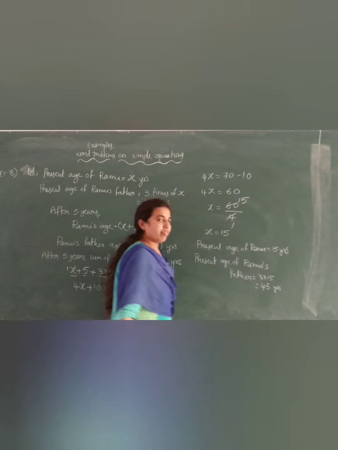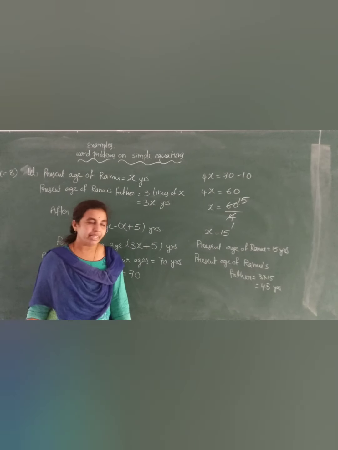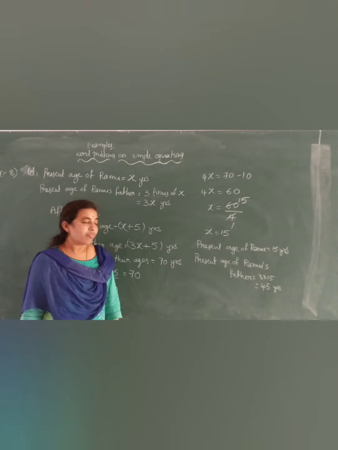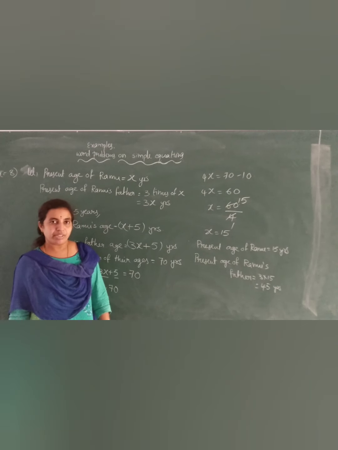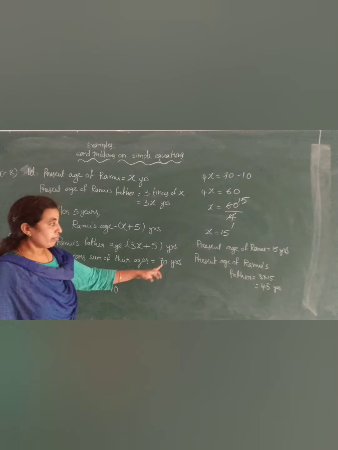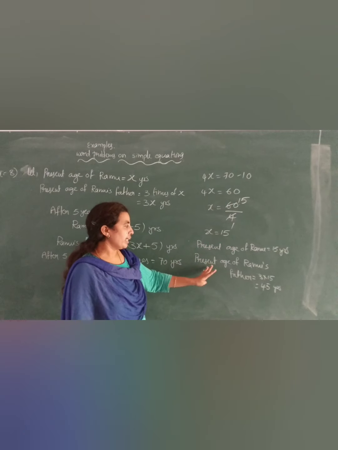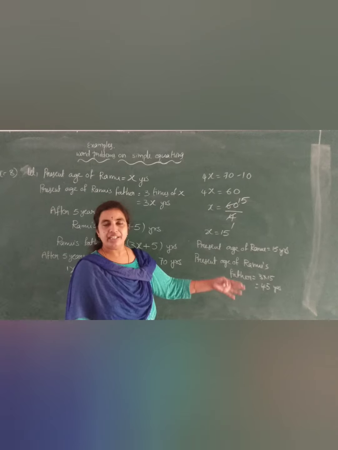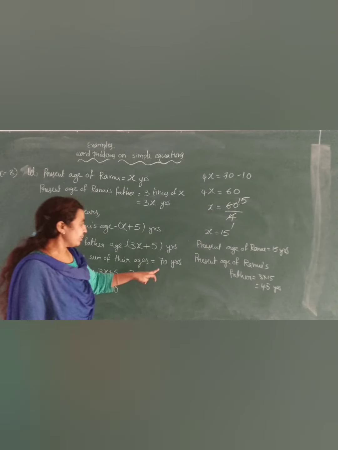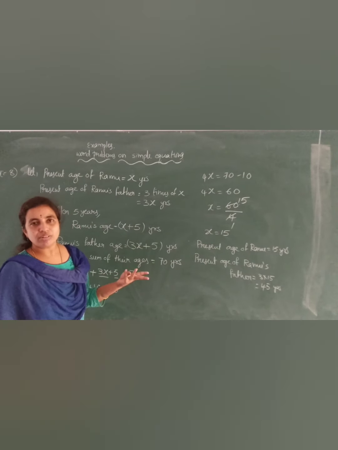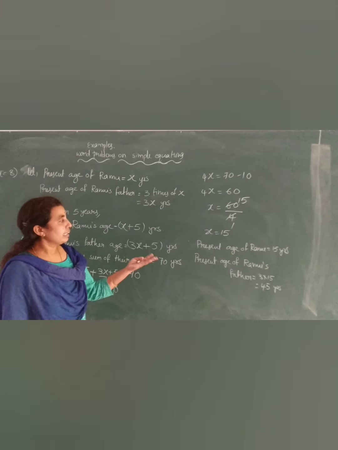Ramu's age is 20 and his father's age is 45 years. If you want, you can check also. See, after 5 years, Ramu's age will be 20, and after 5 years, father's age will be 50. 20 plus 50 is nothing but 70. So, our answer is exactly correct.